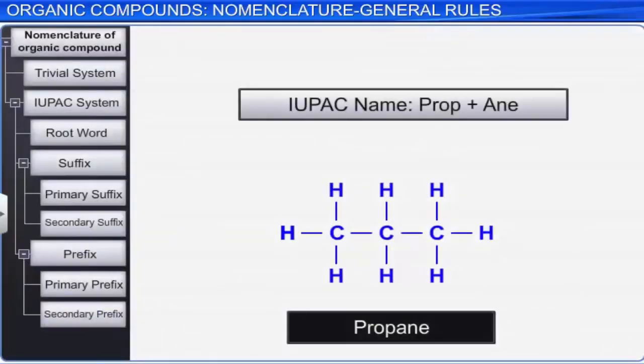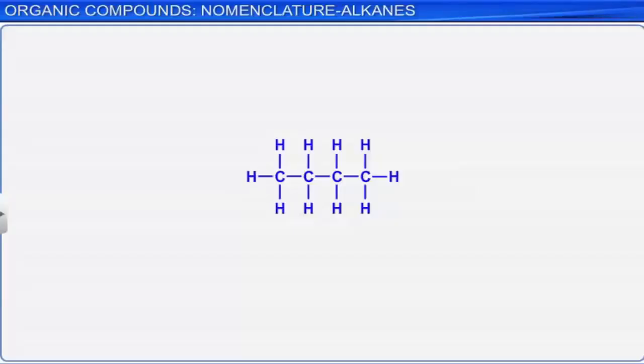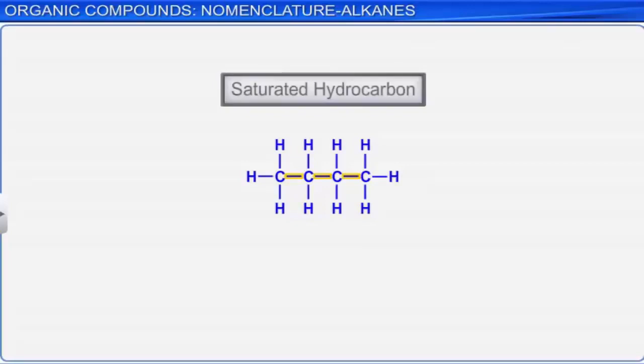However, in acyclic compounds, the primary prefix is not used. So, if the prefix cyclo is not used, it indicates that the compound is acyclic, as in propane. We know that hydrocarbons are organic compounds that contain only carbon and hydrogen. The hydrocarbons, which consist of carbon-carbon single bonds, are said to be saturated and are called alkanes.